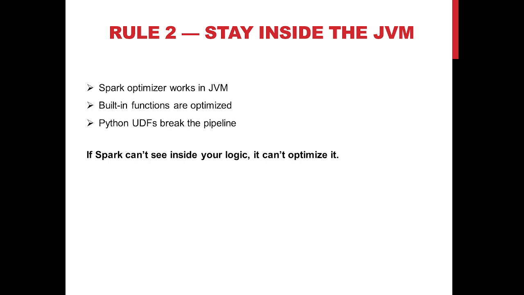So let's come back to our golden rule. Spark's optimizer works inside the JVM. Built-in Spark functions are optimized, vectorized, and JVM native. Python UDFs break this pipeline. And this is extremely important. If Spark can't see inside your logic, it can't optimize.